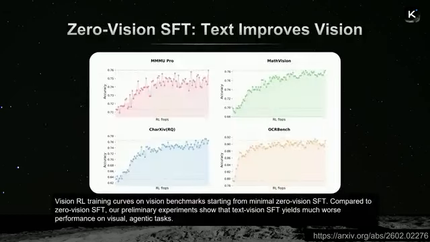On the other hand, text also improves vision. If you have a very strong text base, you actually don't need any vision SFT data in the training process. This is the approach that we adopt. It's called zero vision SFT. Basically, we have zero vision SFT data, and the only SFT data that we have is text SFT data. Then we do a joint RL over text and vision.